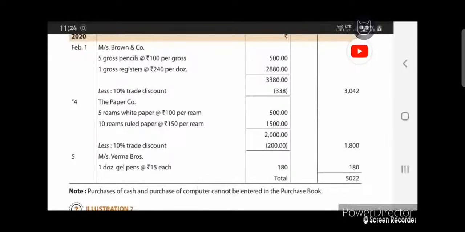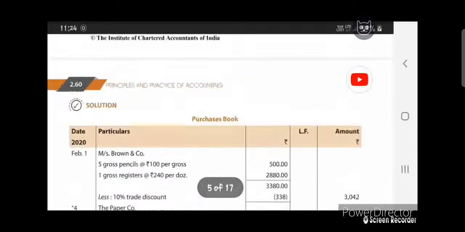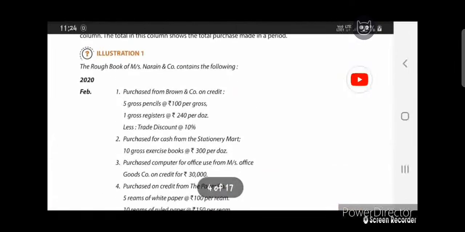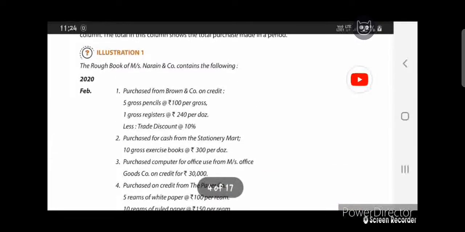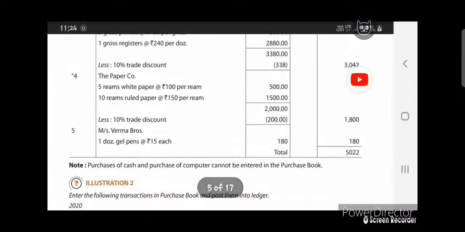Here in these two questions they have offered discount. Okay, and for Miss Narain and Corporation, the total amount they have to pay from this is 5,022 rupees.